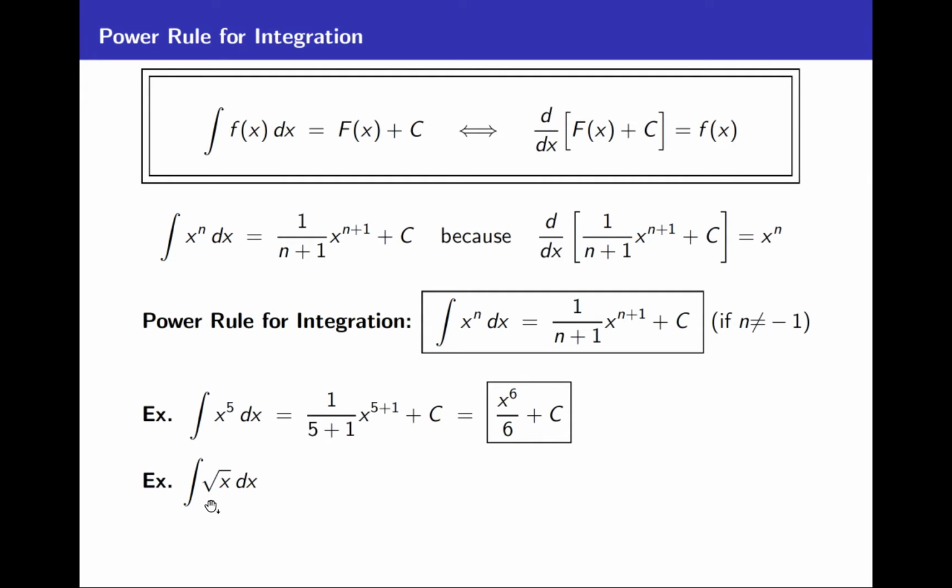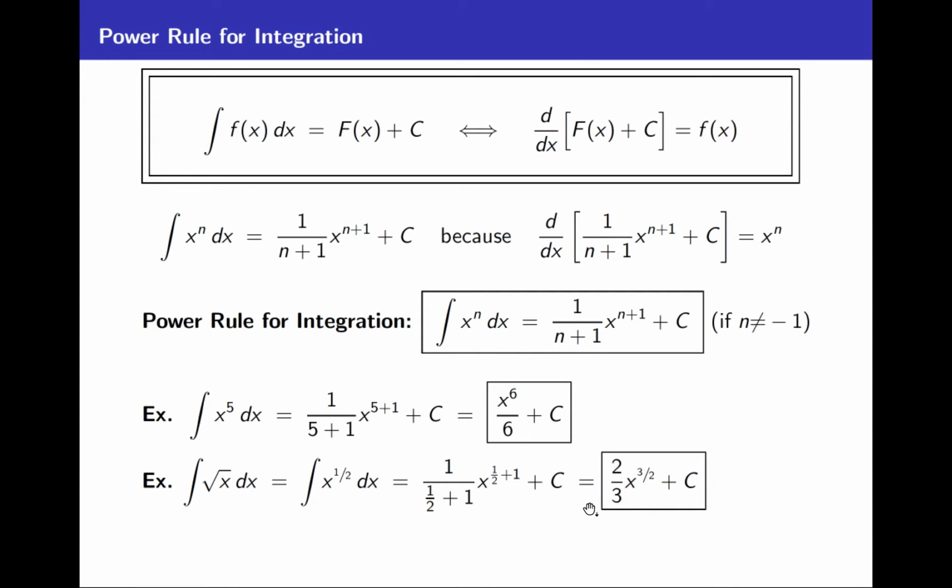Here's another example. The integral of the square root of x dx. So here we're looking for the set of all functions whose derivatives are square root of x. Now, just like with differentiation, it pays off to write that radical as a power, because after all, we do have a power rule for integration. And when we write it this way, we see that we could use that power rule for integration. And using it, the n is equal to 1/2 in this case. So we get 1 over 1/2 plus 1 times x to the power of 1/2 plus 1 plus the constant c.